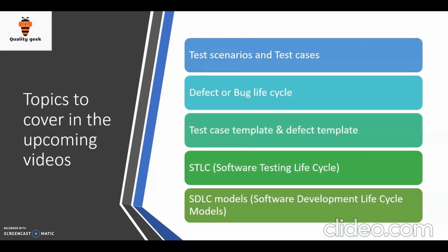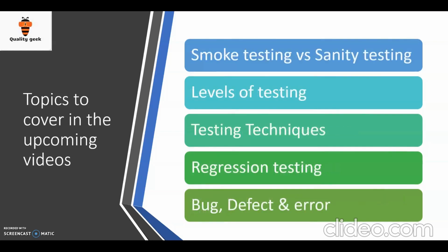So, friends, in the upcoming videos, we are going to discuss more about test scenarios and test cases. Defects, which are also called the bug lifecycle, the test case template and defect template, the software testing lifecycle, and software development models. We talked about the software development lifecycle. In the upcoming video, we'll definitely discuss the different models of software development. We can also cover smoke testing versus sanity testing. We'll first discuss what smoke testing is, then what sanity testing is, and then the difference between these two.